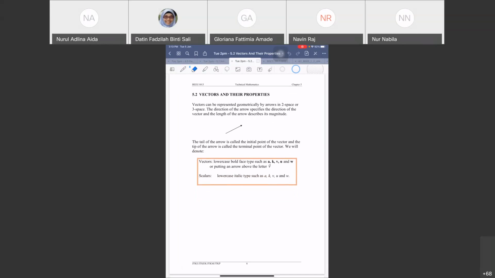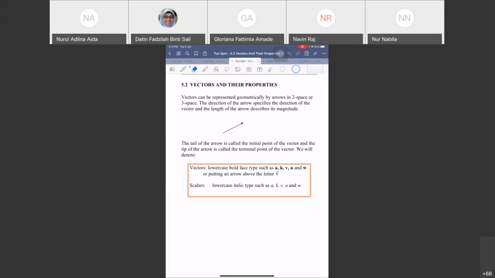Okay, let's move on. Let's continue with vectors and their properties. Hopefully this is another refresher topic for you, because I'm sure that you have done this before. So this is just to refresh your memory on vectors. And vectors, as we mentioned just now, have magnitude and direction, and are represented by an arrow.